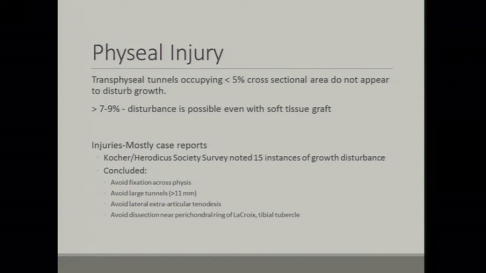There's been a lot of thought about this, both as related to traumatic injuries around the physis, and in looking at surgical intervention. Mostly in animal studies, they've taken a look at this and found that if less than 5% of the cross-sectional area of the growth plate is disrupted, we don't worry too much about growth disturbance. Around 7 to 9%, you start to think about disturbance being possible, even if there's not bone across it, if it's just with a soft tissue graft like a hamstring that we often use.